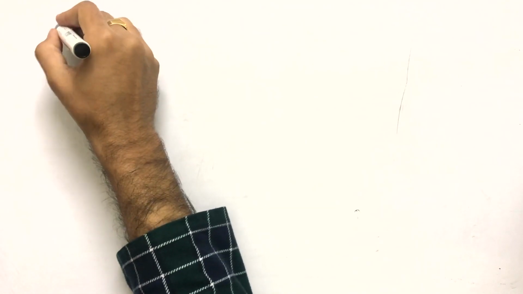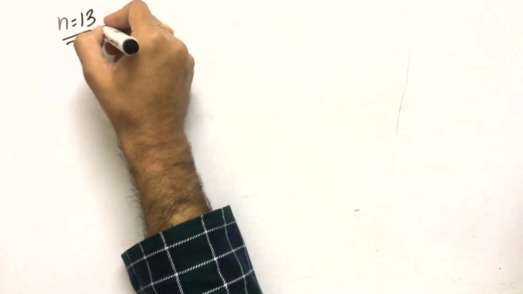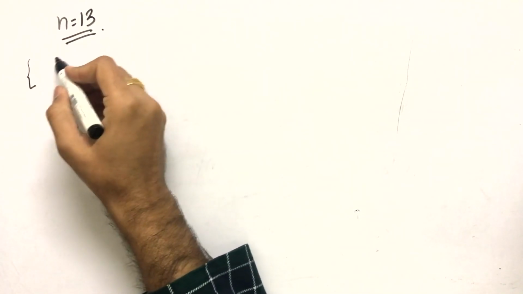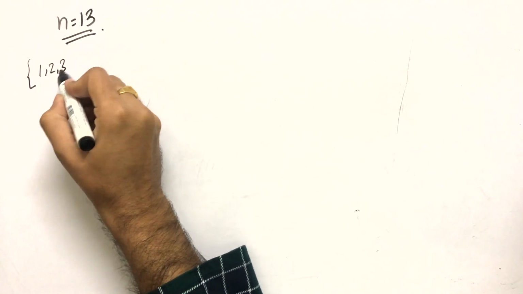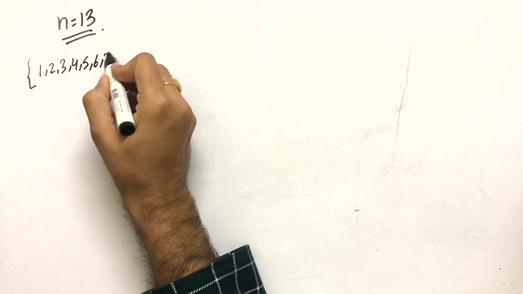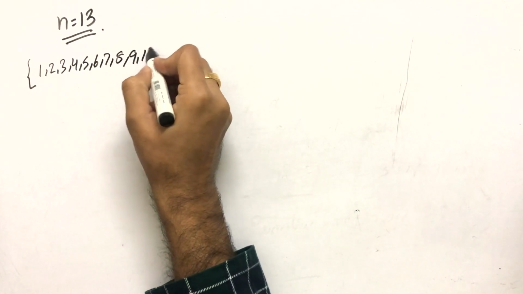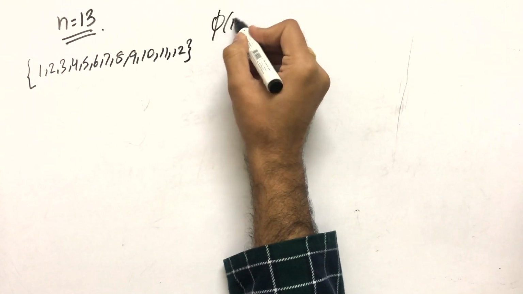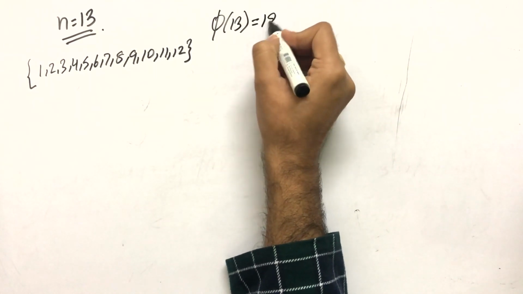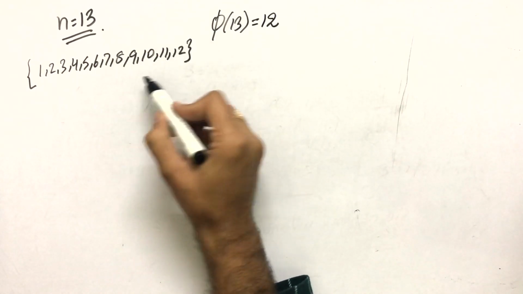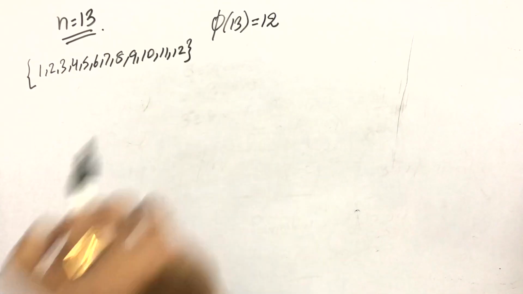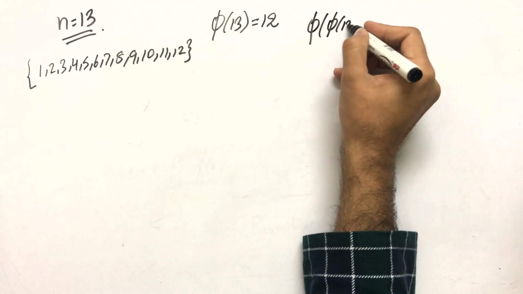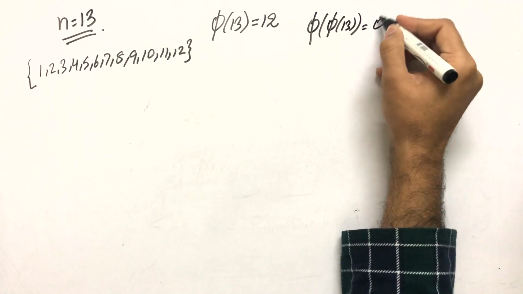Next number, n is equal to 13. Now here, as we know, the numbers relatively prime to 13 are 1, 2, 3, 4, 5, 6, 7, 8, 9, 10, 11 and 12. So very easily we can write phi of 13, because 13 is a prime, as 12. All the numbers less than 13 are relatively prime to 13. And how many total primitive roots? Phi of phi of 13. That means phi of 12.